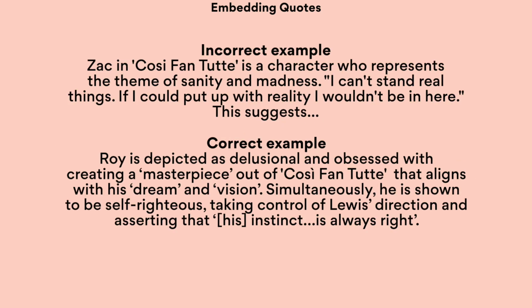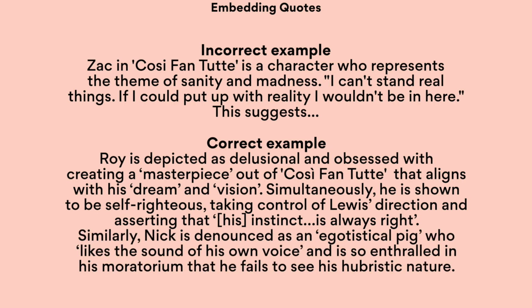Zach in Cozy Fan Toot, Roy is depicted as delusional and obsessed with creating a masterpiece out of Cozy Fan Toot that aligns with his dream and vision. Simultaneously, he is shown to be self-righteous, taking control of Lewis's direction and asserting that his instinct is always right. Similarly, Nick is denounced as an egotistical pig who likes the sound of his own voice and is so enthralled with his moratorium that he fails to see his hubristic nature.